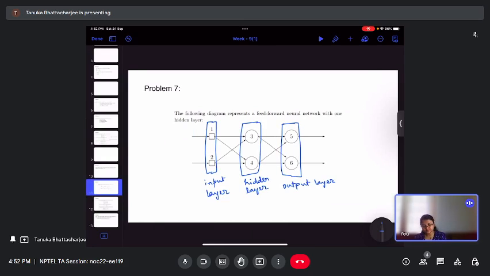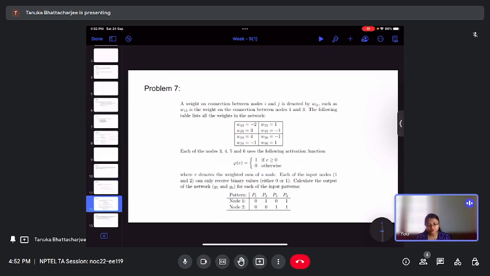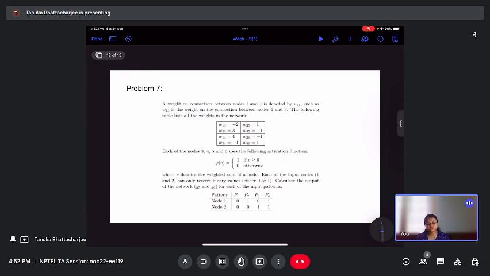Now the question is: a weight on the connection between nodes i and j is denoted by wij. So W13 is the weight on the connection between nodes 1 and 3. Okay. The following table lists all the weights in the network. In that network all the weights are given, and it is said that each of the nodes 3, 4, 5 and 6 uses the following activation function.